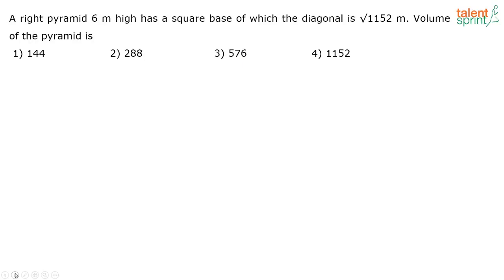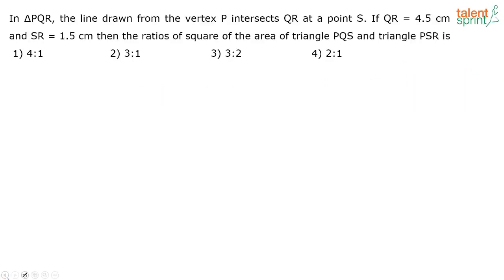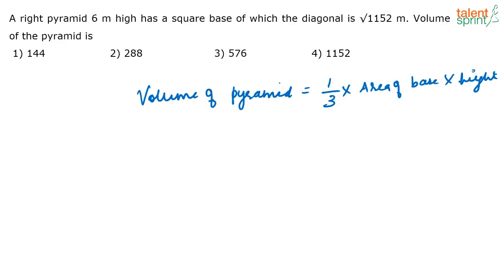Next one. A right pyramid 6 meter high has a square base of which the diagonal is root 1152. Volume of the pyramid is dash. So what is the formula for volume of a pyramid? See, in mensuration, a very important thing is to know these formulas. Volume of a pyramid is given by 1 by 3 into area of the base into height. Okay, this is the volume of the pyramid.